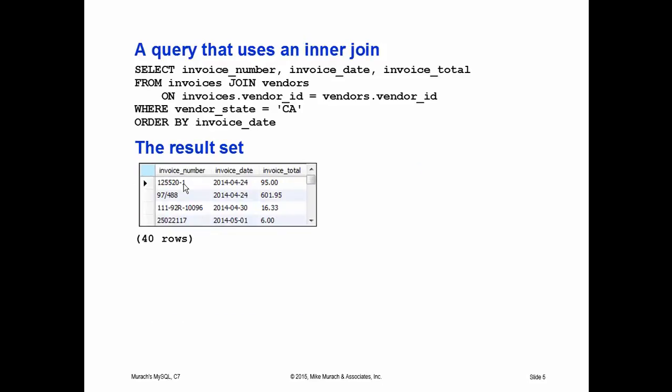So here's a query that uses an inner join. We're getting the invoice number, the invoice date, and the total from invoices, and we're joining. In other words, we're asking for all the invoices, including number, date, and total, where the vendor is from California, and we're ordering those by invoice date.